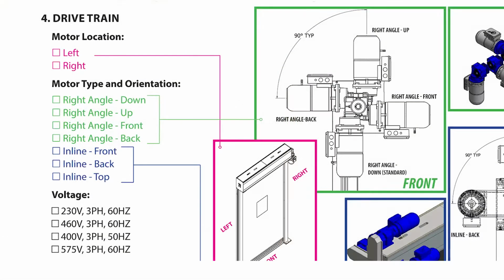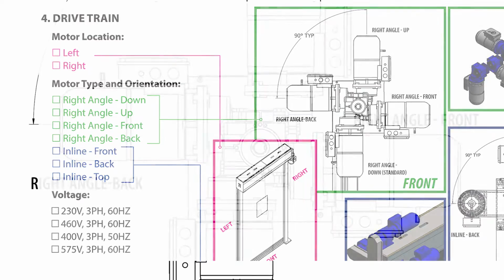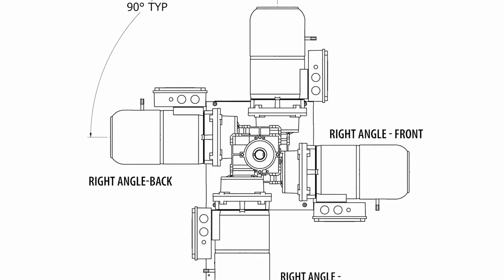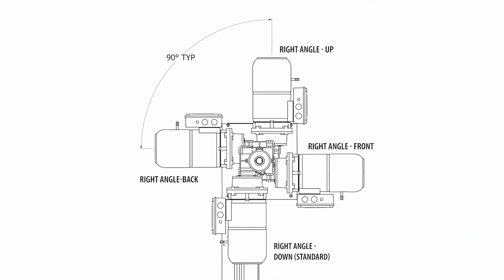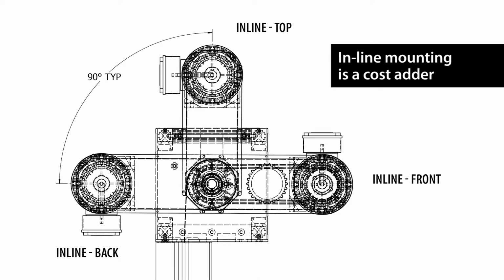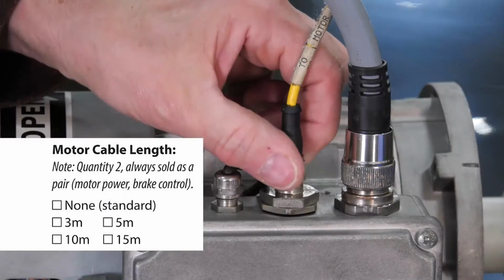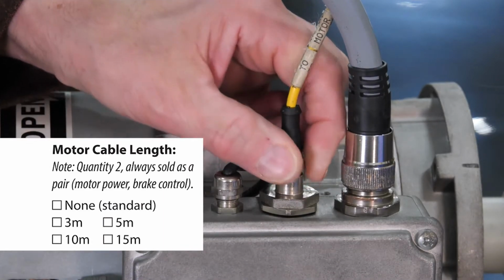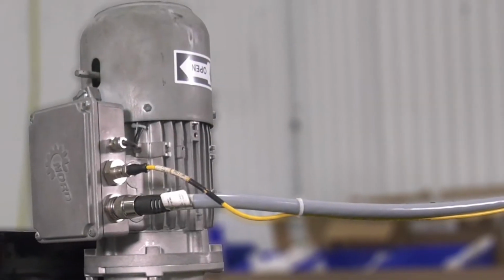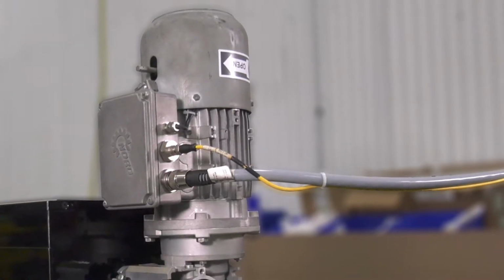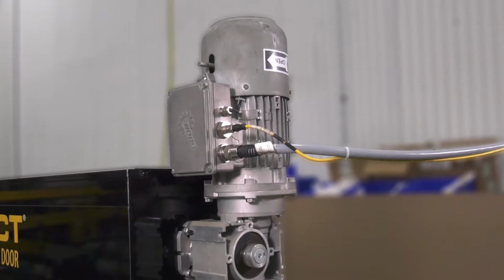Moving on to Section 4, select the motor location, orientation, and voltage. Locating the motor on the left or right does not affect the price. Right angle drive is standard, whether up, down, front, or back. Inline motor mounting adds to the cost. You will need 2 cables to connect the motor. The length of these power and brake control cables is dependent on the distance from the motor to the control system.